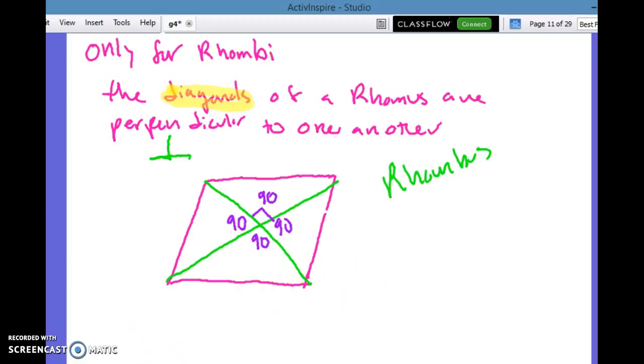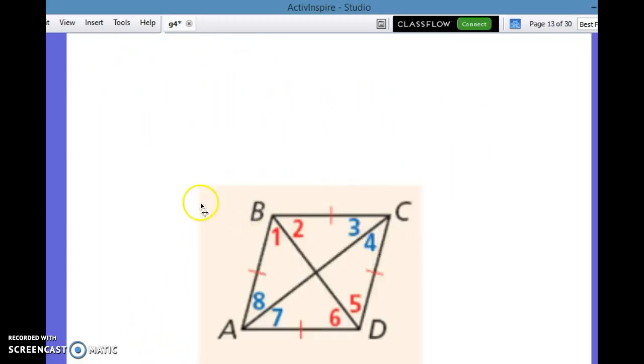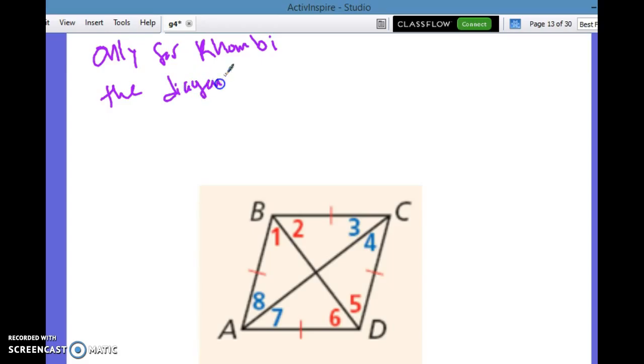The next one we're going to look at. All right, so the next property of a rhombus also deals with its diagonals. Again, this is only for rhombuses. It says, in a rhombus, the diagonals bisect each interior angle.